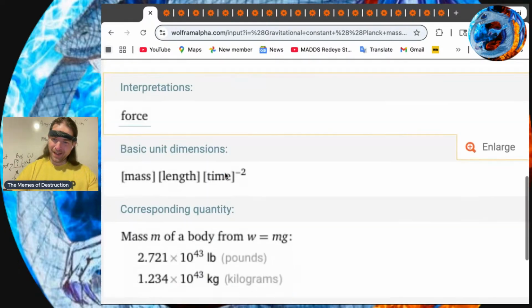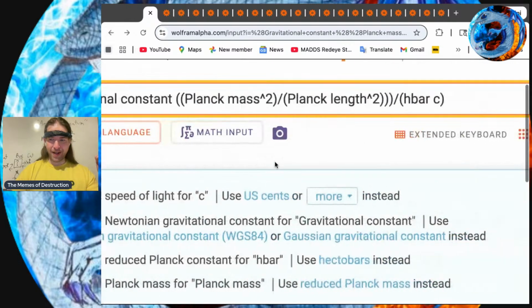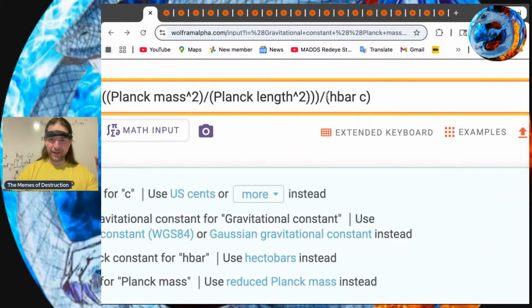So what was that other thing we had up there? We go back. We're dividing it by h bar c. What the heck is that? That is essentially the bending stiffness of space.